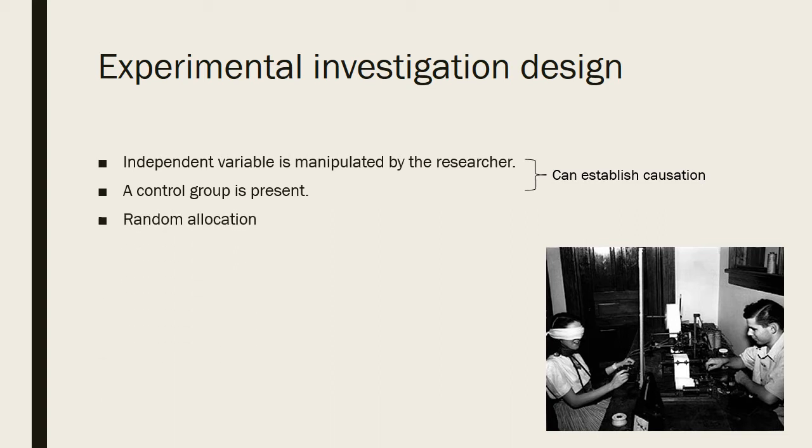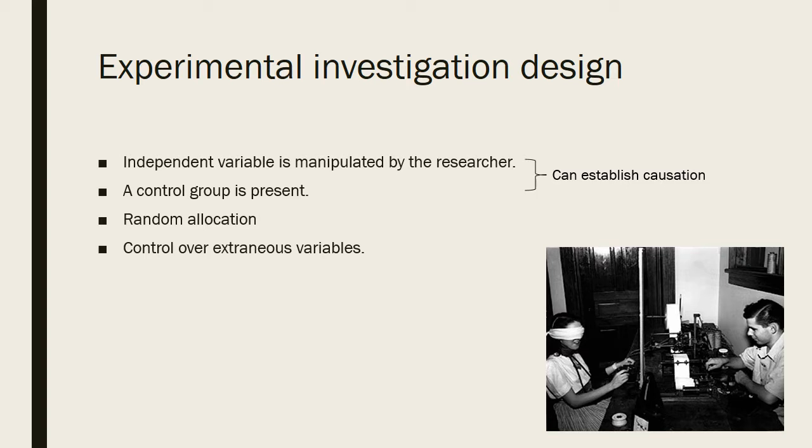In this design, random allocation is used to determine whether participants are placed in the control group or the treatment groups. Random allocation uses chance to assign the participants so they have an equal opportunity of being in either group. This ensures that experimenter effect doesn't influence the placement of the participants.